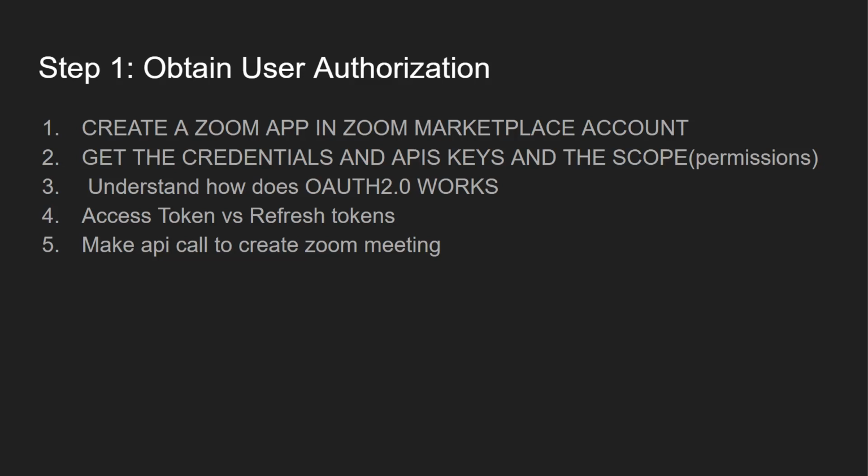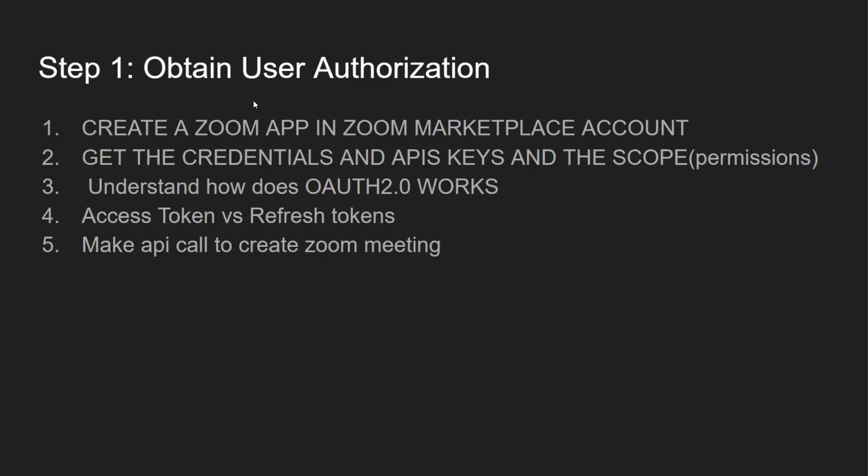For that we are using OAuth 2.0. So you have to understand what OAuth 2.0 is, how it works, and the difference between an access token and a refresh token. A lot of people face a problem understanding access token versus refresh token. Once we get the access token and refresh token, we'll make the API call to Zoom to create the meeting.